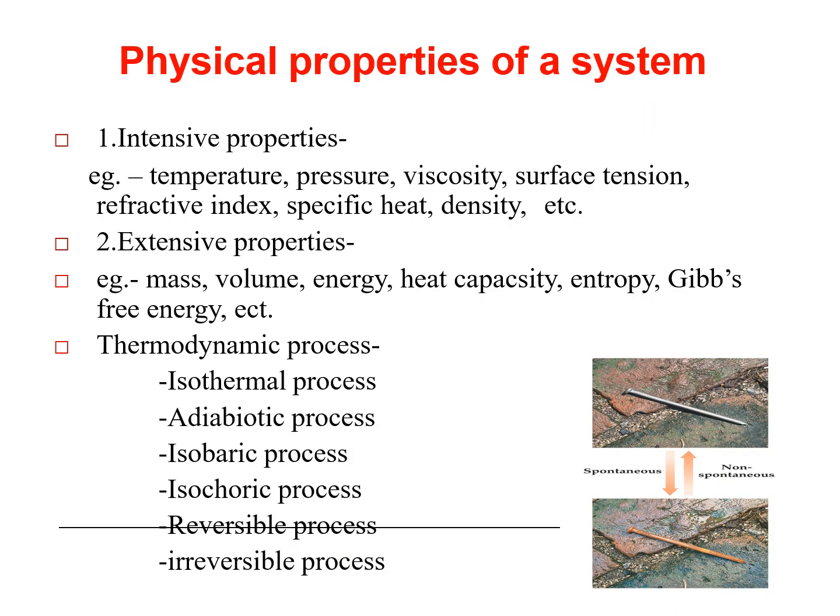Physical properties of the system, there are two properties. One is intensive property and another one is extensive property. So here intensive property is nothing but it is independent of size or mass or matter, and extensive properties are dependent on matter. For example, intensive properties are temperature, pressure, viscosity, surface tension, refractive index, specific heat, density, etc. And extensive property is dependent on mass or matter. For example, mass, volume, energy, heat capacity, entropy, Gibbs free energy, etc. So these are all the extensive properties.